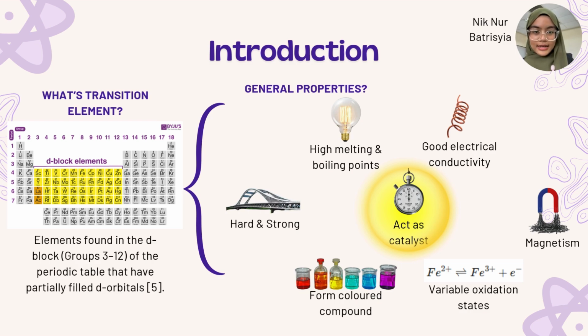As you can see on this slide, I've listed out some general properties. They are hard and strong, they have incredibly high melting and boiling points, they are fantastic electrical conductors, they give us magnetism, and they can exist in variable oxidation states, which is why, for example, Fe2+ can become Fe3+, and this often leads to the beautiful formation of colored compounds. But out of all these properties, there is one that drives the chemical industry forward, and that is exactly what we are here to explore today: how transition elements act as catalysts.